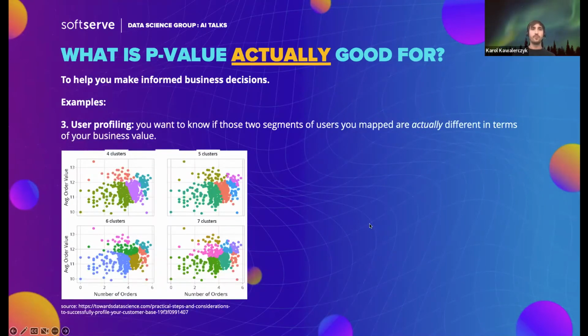User profiling. We deal with many user profiling applications. You want to know if some two segments of users you mapped are actually different in terms of your business values. For example, you want to measure if some group of people, for example, divided by age, spend more money. And in order to do that, you would use statistical testing.